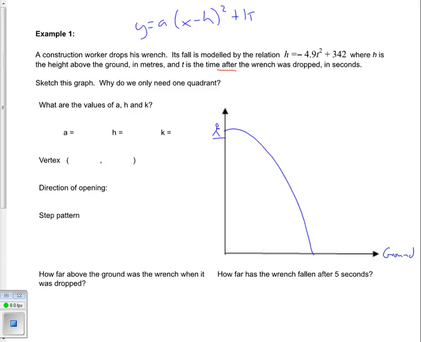And then up here, we'll have time, and this is height.